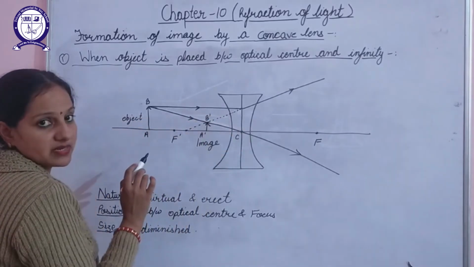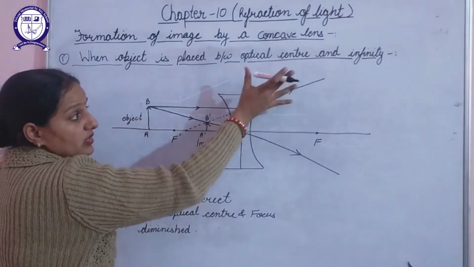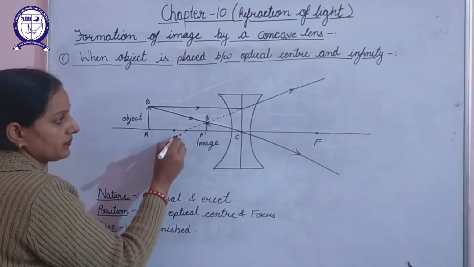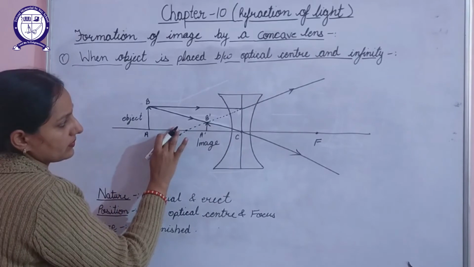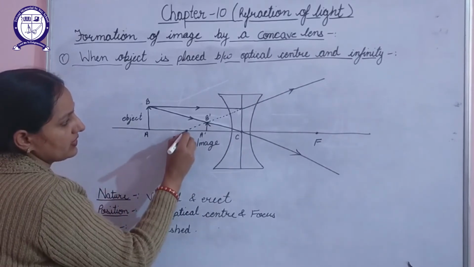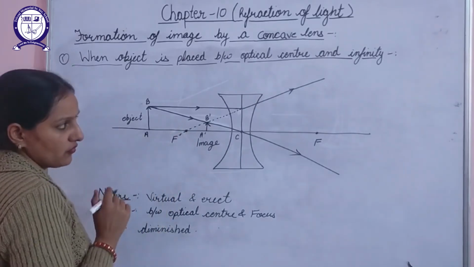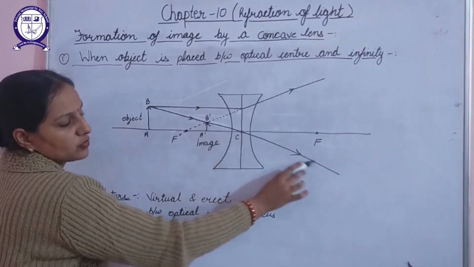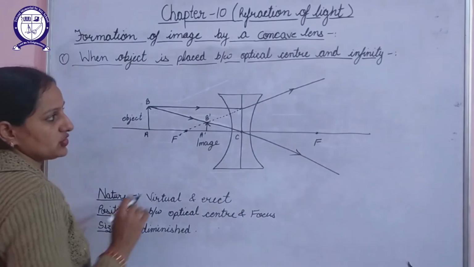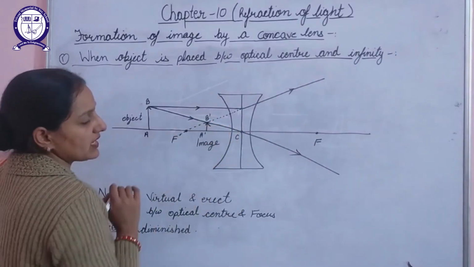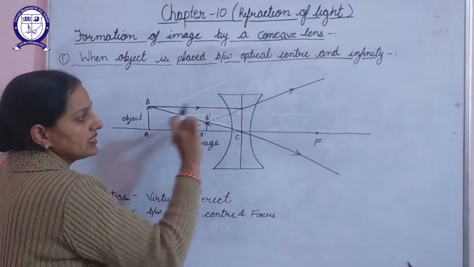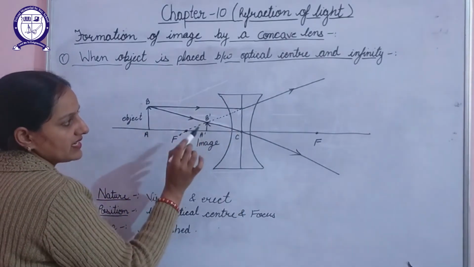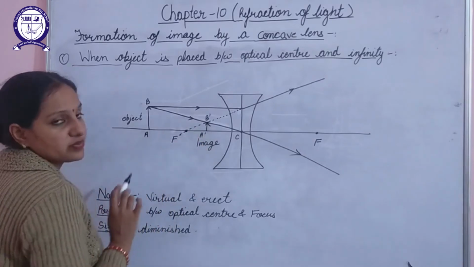So if the object AB is placed at this point, one ray of light will be parallel to the principal axis. After refraction, it will diverge as if it is passing through focus. The second ray of light will pass straight through the optical center and go straight without any deflection. Here these two rays of light appear to meet, so the image will be formed at this point. Here we can see that the image formed is A dash B dash and it is above the principal axis.